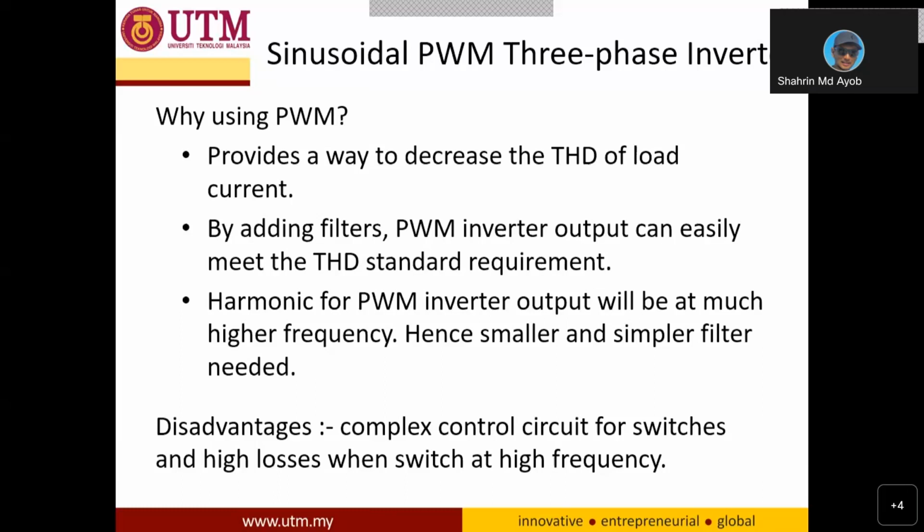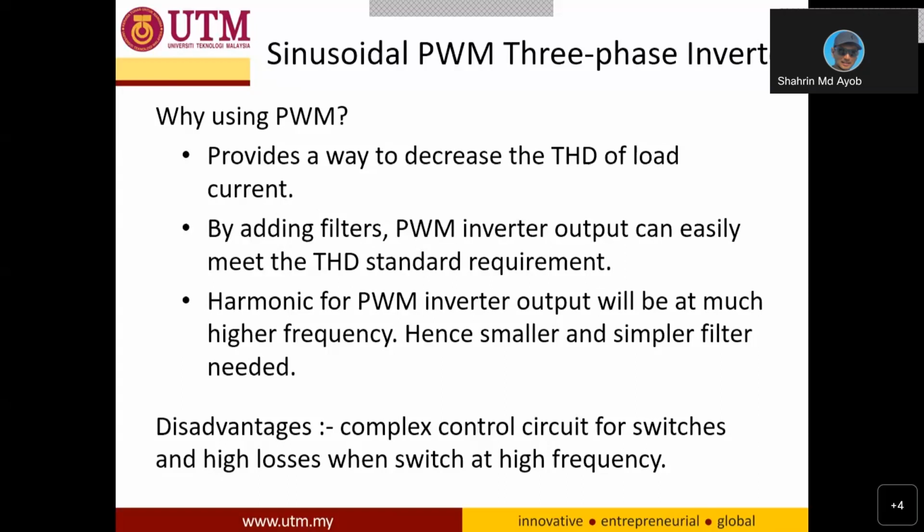The second advantage is we can remove the harmonics at higher frequency. We can remove all the harmonics at the higher frequency. Lower power consumption, doctor? Yeah, okay, can be accepted, but that one is not a major advantage. The major advantage is we can control the fundamental, and the second one is we can shift all the harmonics to the higher frequency.